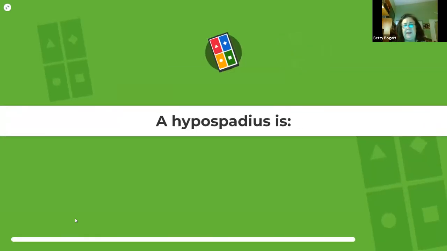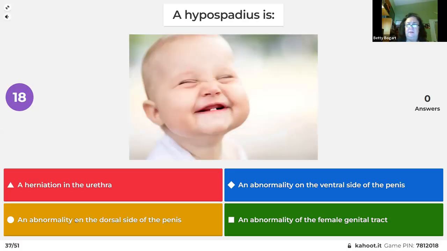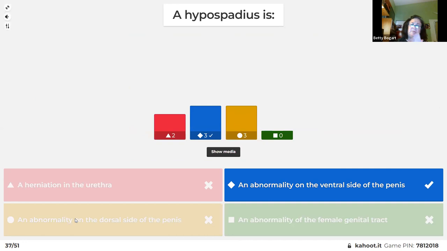A hypospadias, what is that? Now I've described two, epispadias and hypospadias. Epispadias is on the top side. What is that word? And then hypospadias is on the underside. So there's ventral and dorsal, which one? So hypospadias is on the bottom and that's your ventral side, okay?